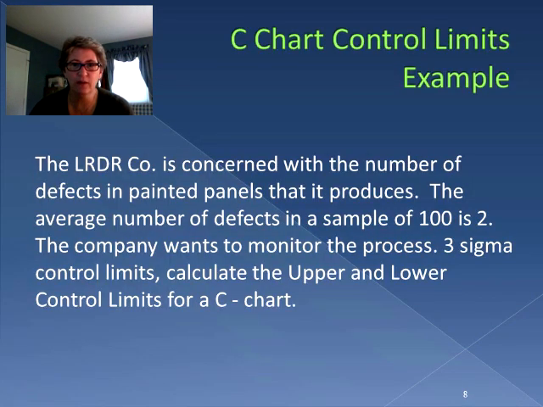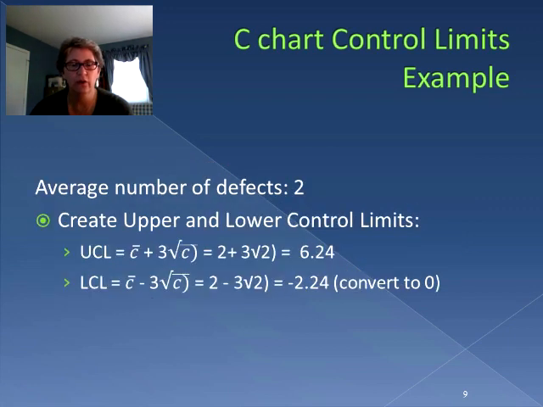So here we have another example. This one is concerned with the number of defects in painted panels, and the average number of defects in a sample of 100 is 2. The company wants to monitor the process. We're going to use 3 sigma control limits, and now we're going to calculate the upper and lower control limits for a C chart. We know the average number of defects, 2, so that's C bar. And then we simply create the upper and lower control limits by taking C bar plus 3 times the square root of C bar and C bar minus 3 times the square root of C bar. So we have 6.24 as our upper control limit, negative 2.24 is lower.